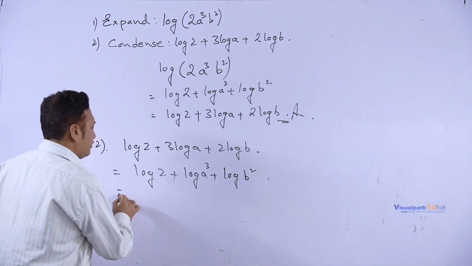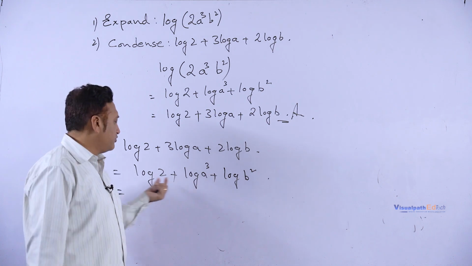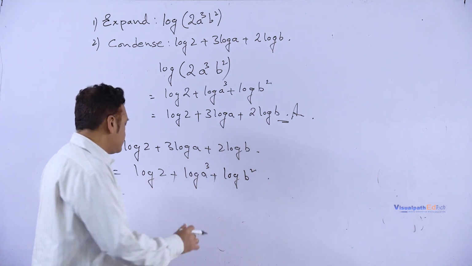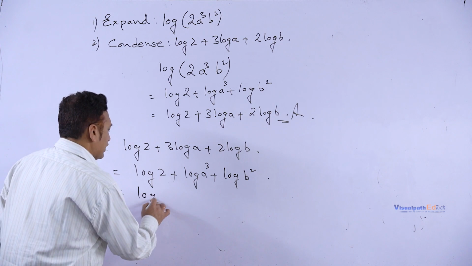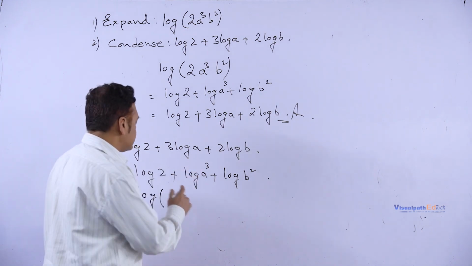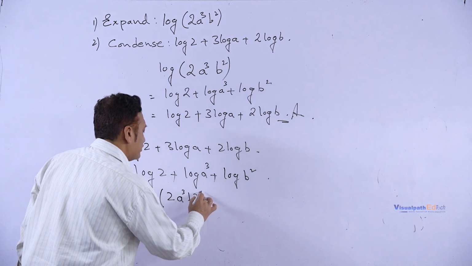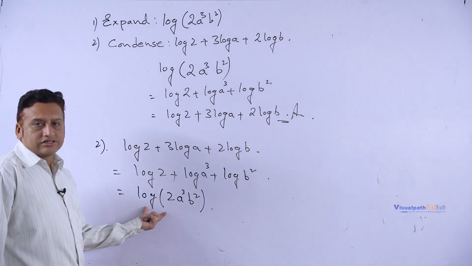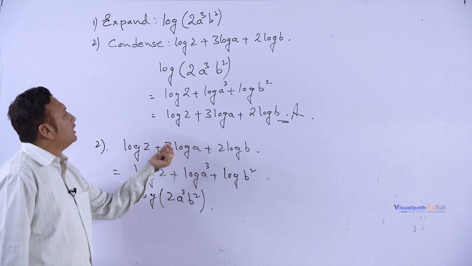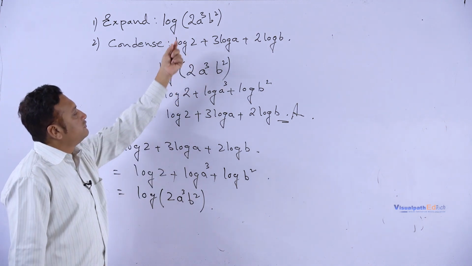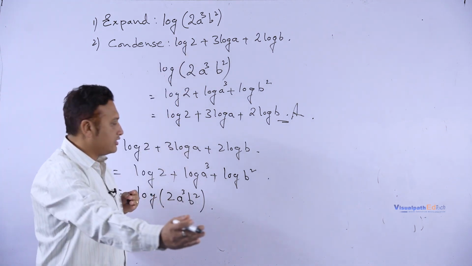Okay. Now, we have got a plus sign in between 3 logarithms, which means we can write 1 logarithm and then we can write the product of these numbers, 2 into a cube into b square. Okay. So, this is the condensed form of the given expression, and this is an expression which was given to us and we have expanded it.